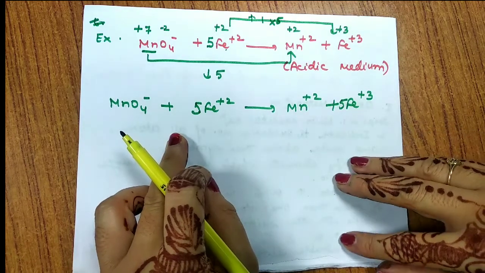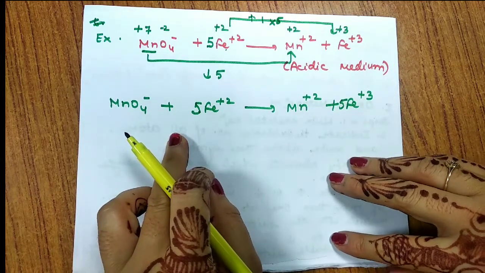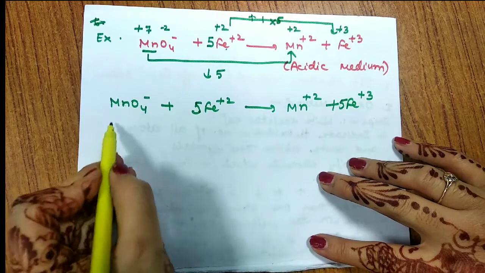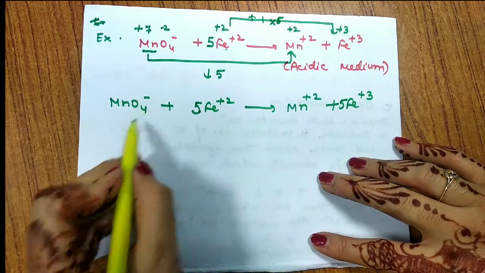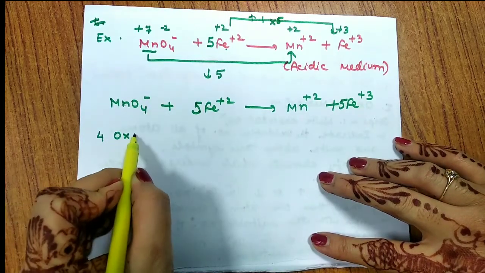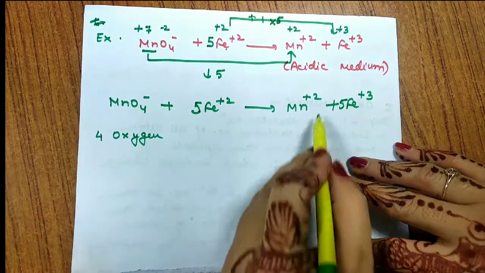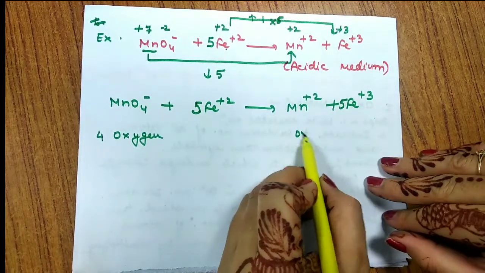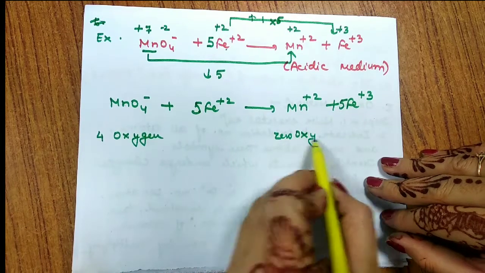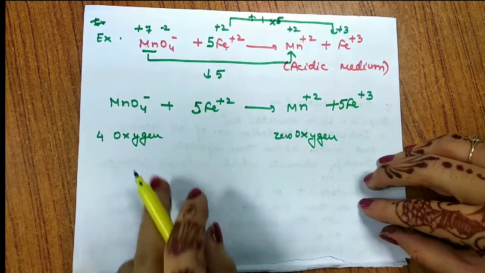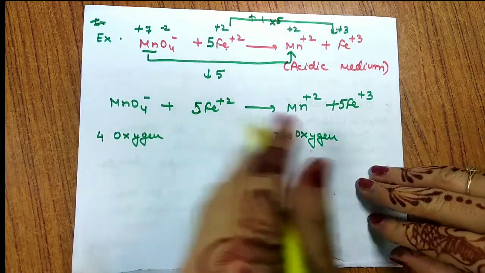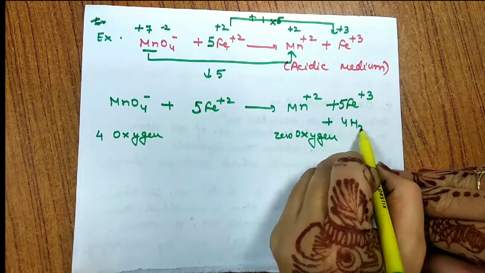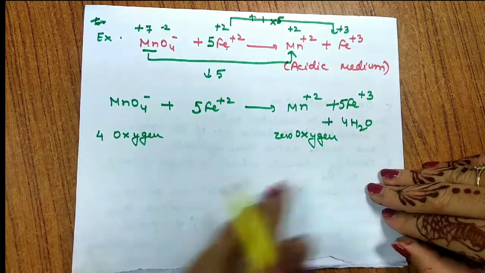Next step says balance O by adding water. So if I see on the left side how many oxygen we are having, 4 oxygen atoms are there. If I consider the right side, we have 0 oxygen atoms. There is no oxygen atom. So we have 4 oxygen out here, so I can add 4 water molecules to equate the oxygen on both sides.